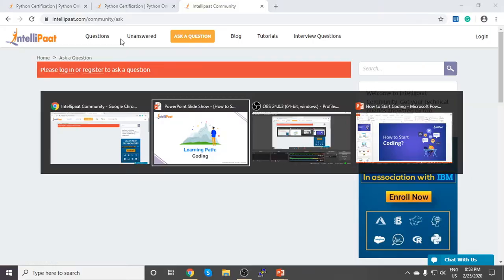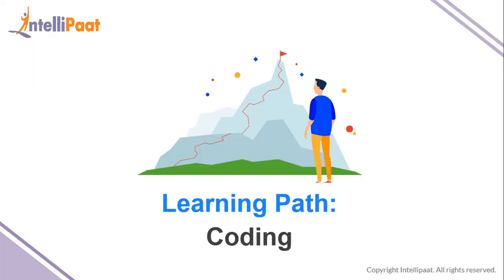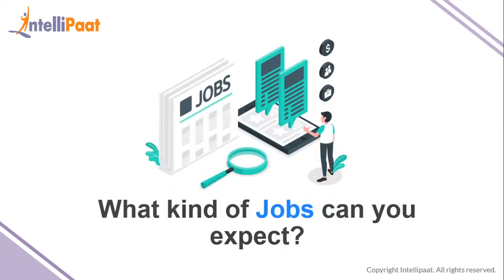So guys, that was it for the learning path. You've basically gotten to know how you can start coding, so use the knowledge I've given you, okay? All right, so the last thing we're going to discuss is what kind of jobs you can expect. Now, you've gotten into coding, you've at least gotten an idea, and let's just give you the juicy part now. What kind of jobs can you expect?